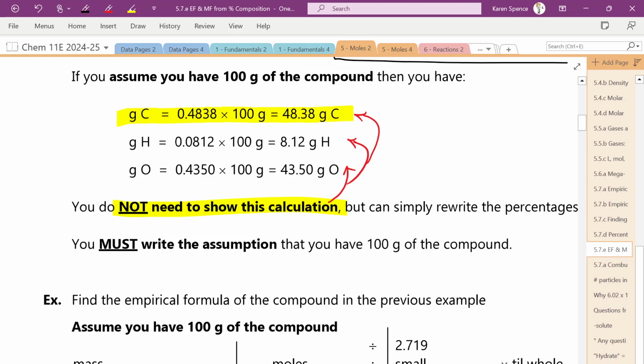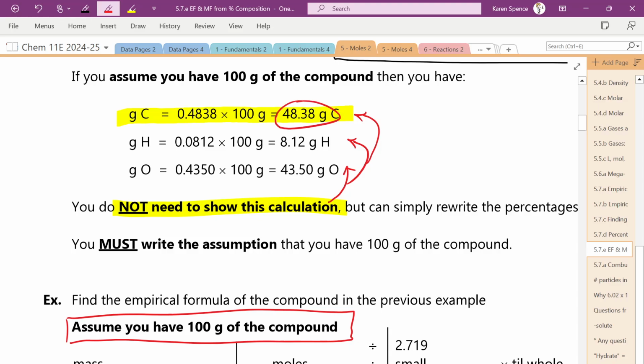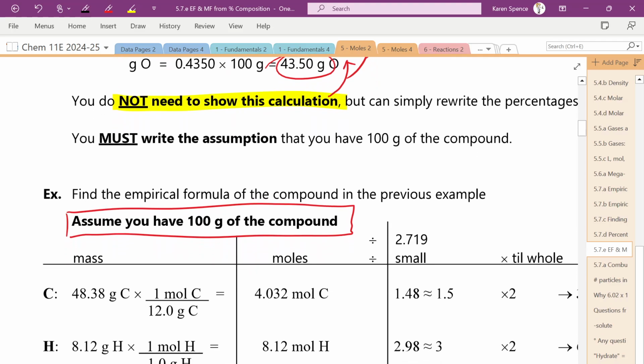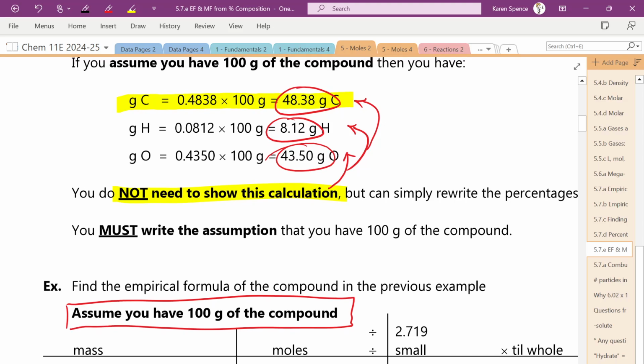So, here's our question. We assume we have 100 grams of the compound, and we're going to start with our masses, which are just 48 point blah, 8 point blah, and 43 point blah. Yes? Because the 48 and 48 always going to add up to 100. Yes. So the reason it works is because we have assumed that we have 100 grams.